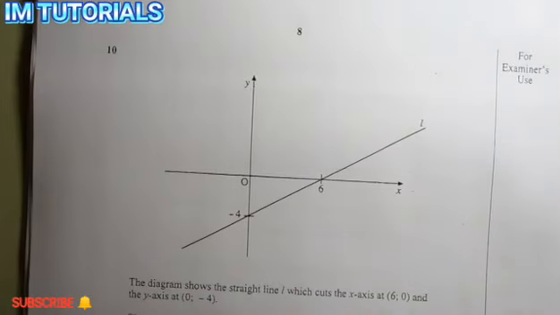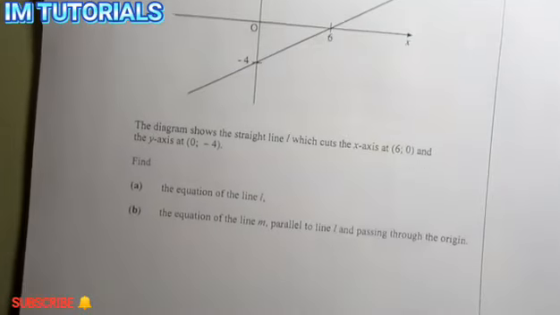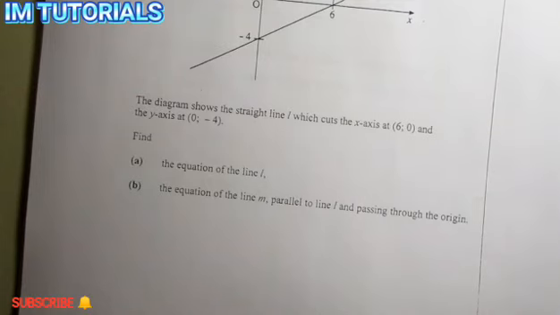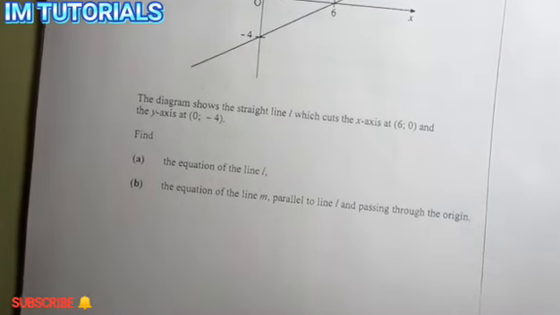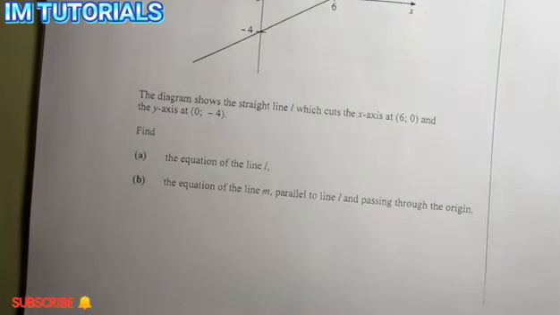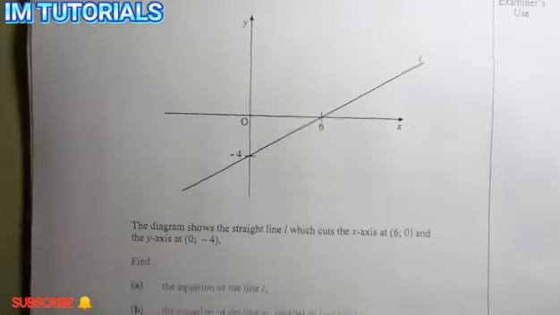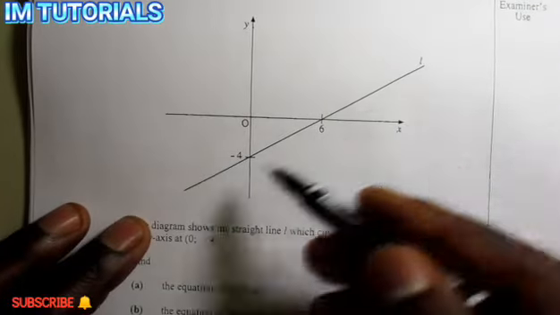Right, we are now on question number 10. It reads, the diagram shows the straight line L which cuts the x-axis at (6, 0) and the y-axis at (0, -4). Find the equation of line L. So line L is this line, right?